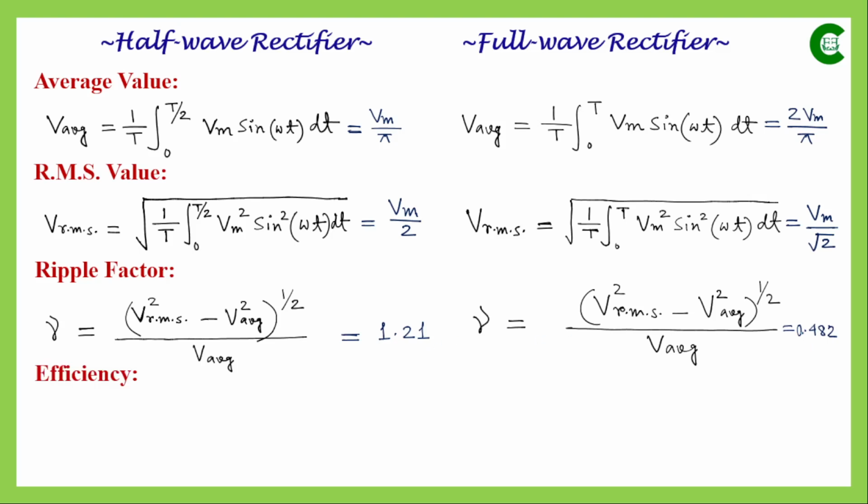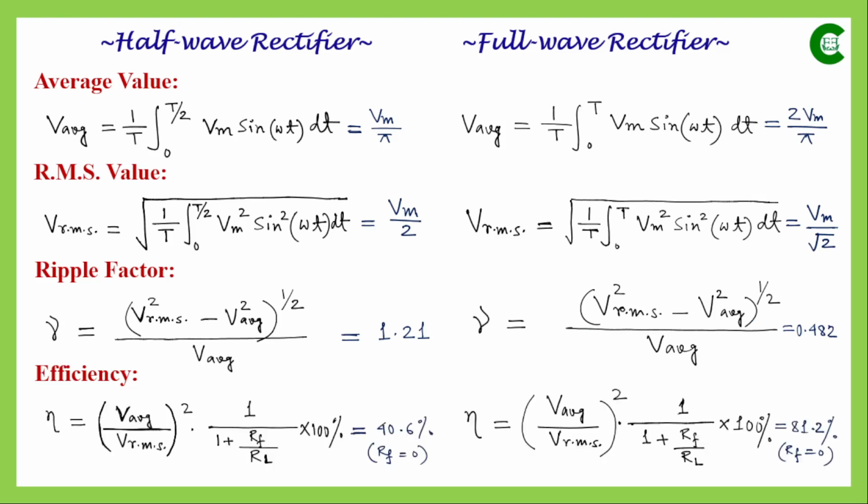And the next important parameter is efficiency of the rectifier circuit, and for efficiency this is the formula, and for half wave rectifier the efficiency is 40.6% when we take the resistance of the forward bias diode RF as 0. Now if we put 0 in place of RF, this part will vanish and the denominator will be 1 in that case. That means in the formula this much will remain. Now if we put the corresponding values of V average and V RMS for half wave rectifier, then finally the value we will be getting is 40.6%.